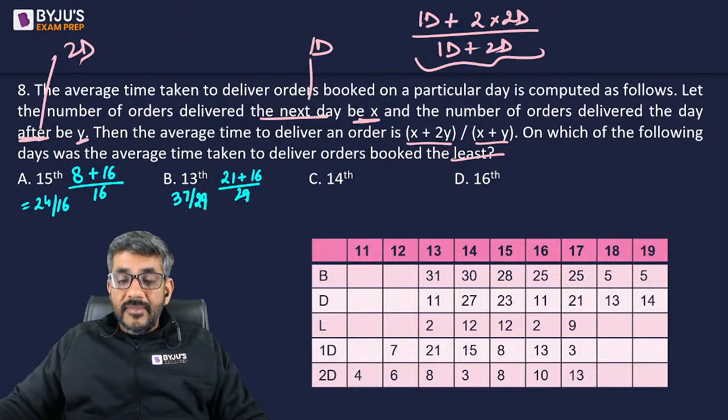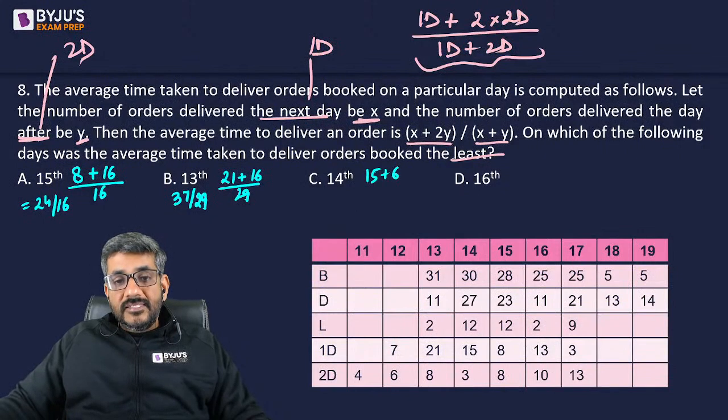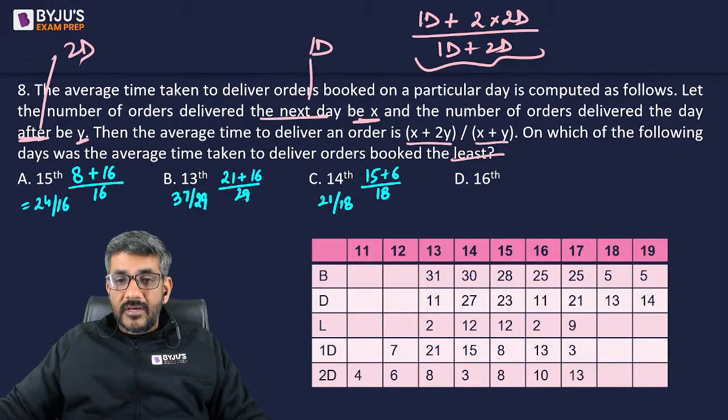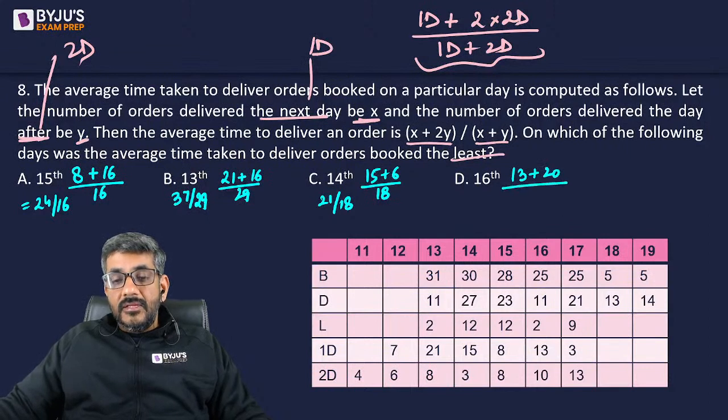Let's check it for C. 14th के लिए क्या आता है? 1D का figure is 15. Twice of 3 is 6 upon 15 plus 3 is 18. So it is 21 divided by 18. And lastly, जब मैं 16 की बात करता हूं, 1D का figure is 13. Twice of 2D is 20 divided by their sum which is 23. It is 33 by 23.